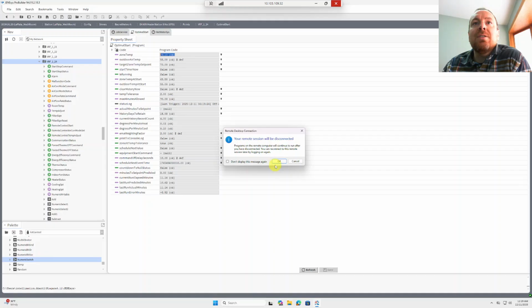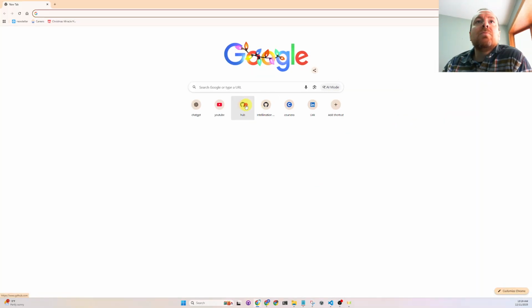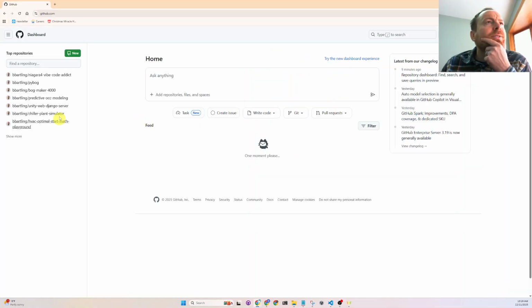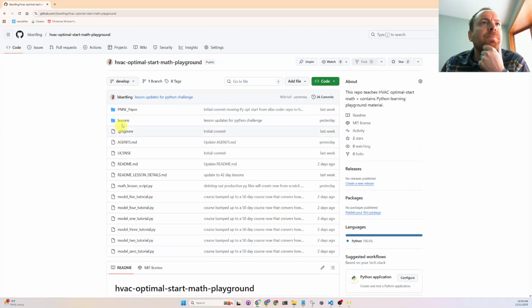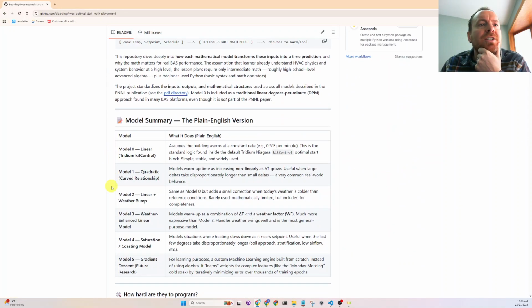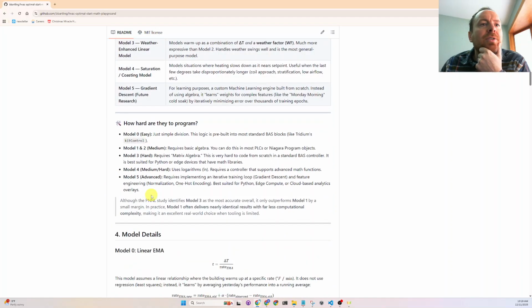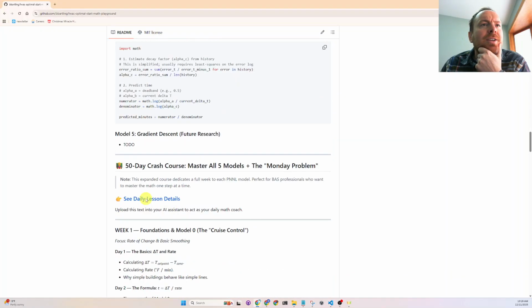Okay, so let's get out of this. I am going to dial into the website here. If we go to our repository for the math, we're still in this model 0, just the easier linear stuff, still talking about the linear model, with a little bit more Python code today.